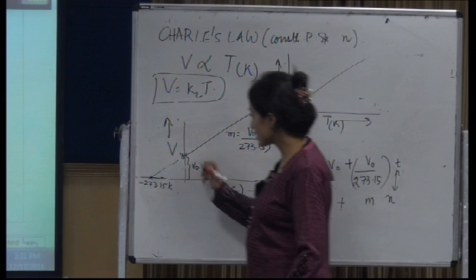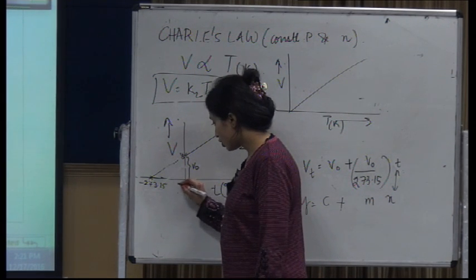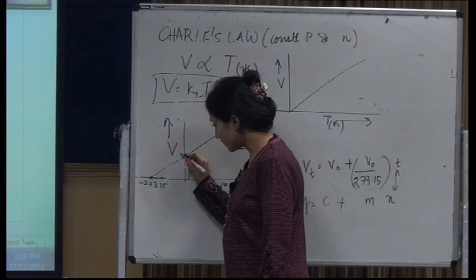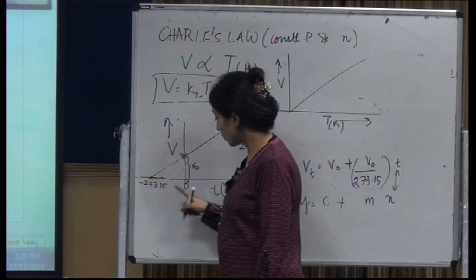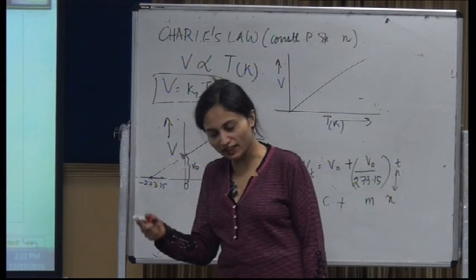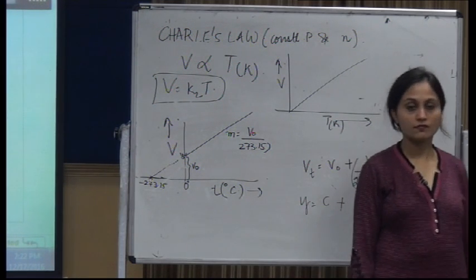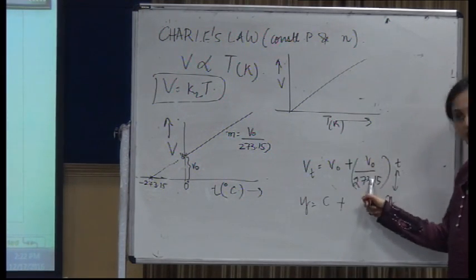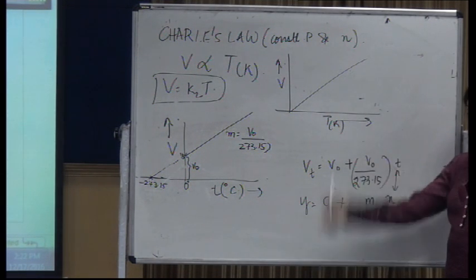Here, what is this? This will be minus 273.15 degrees Celsius. Sorry, just look up here. What is this V naught at 0 degrees Celsius? And what is your 0 degrees Celsius? That is 273.15 Kelvin. So your V naught is taken at initial temperature T naught. Now the entire thing going again.